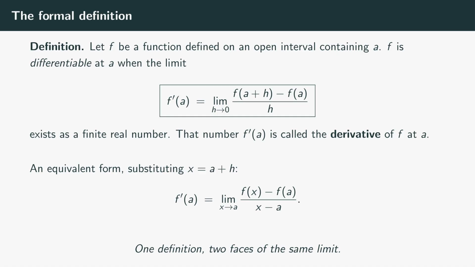If you let x stand for a plus h, then h is x minus a, and as h tends to 0, x tends to a. The same definition turns into the limit as x tends to a of f(x) minus f(a) all over x minus a. Two notations, identical content. The h form is usually a little easier algebraically because you can expand f(a plus h) with whatever rules f gives you. The x form is closer to the geometry. The difference quotient looks more obviously like rise over run between two named x values. Use whichever is easier on a given problem.